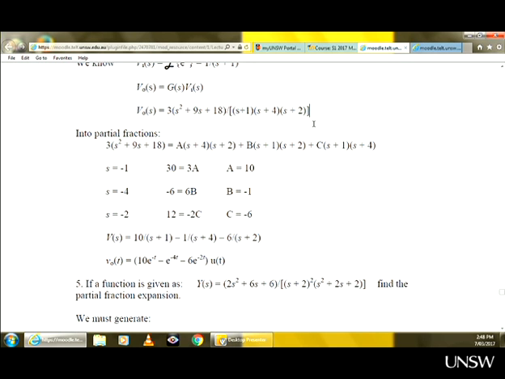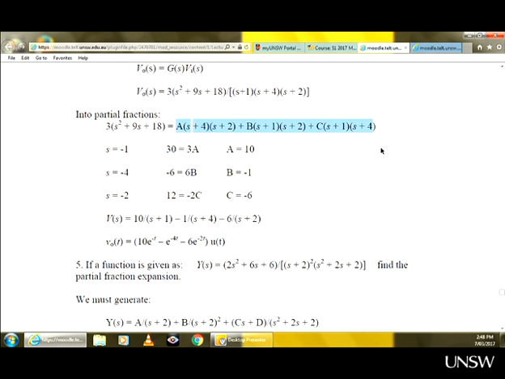What we need to do now is express VO of S as A over S plus 1, plus B over S plus 4, plus C over S plus 2. That is partial fractions. Then you join those three together and equate the numerators, the new numerator with the original one, and find the values of A, B, and C. That's what we did last time. I'm not repeating the whole procedure. So you find A equal to 10, B is minus 1, C is minus 6.